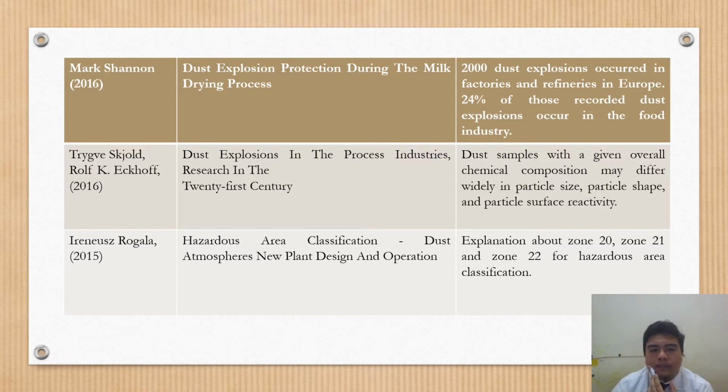Rolf K. Eichhoff 2016 stated that dust samples with a given overall chemical composition may differ widely in particle size, particle shape, and particle surface reactivity, to know the dust explosion characteristic. And from Irenaeus Rogala 2015, from his research, he explained about Zone 20, Zone 21, and Zone 22 for hazardous area classification for combustible dust.